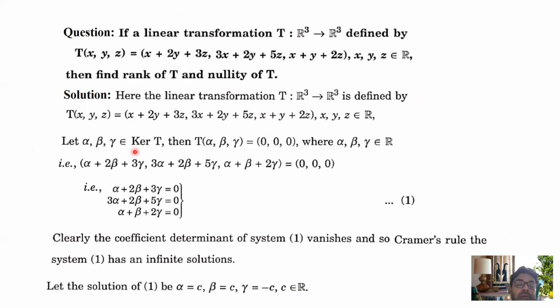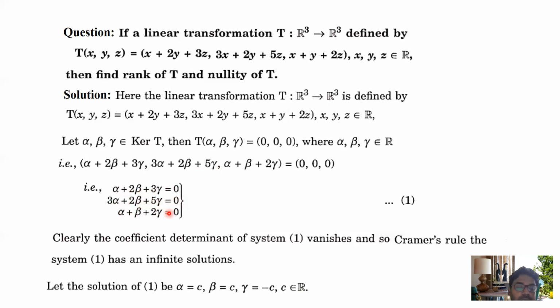Let (alpha, beta, gamma) belong to, I forgot to mention the bracket, so (alpha, beta, gamma) belongs to the kernel of T. Then from the definition of kernel T, T(alpha, beta, gamma) equals (0, 0, 0), that is the null vector. So if we substitute here, alpha plus 2 beta plus 3 gamma, 3 alpha plus 2 beta plus 5 gamma, alpha plus beta plus 2 gamma equals 0, 0, 0. If I compare component-wise, alpha plus 2 beta plus 3 gamma equals 0, 3 alpha plus 2 beta plus 5 gamma equals 0, and alpha plus beta plus 2 gamma equals 0.